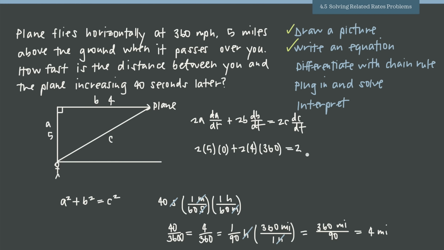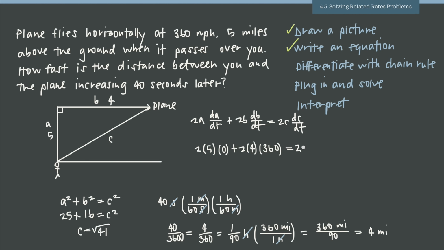And then on the right-hand side, in order to find c, we'll use the Pythagorean theorem. We know that a is 5 and b is 4. We need to find c. So 5 squared gives us 25. 4 squared gives us 16. So we end up with c squared equals 41, or c equals root 41.